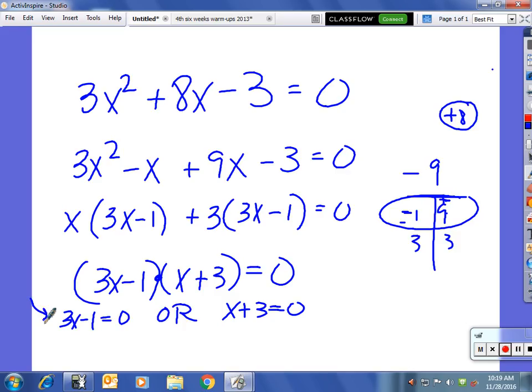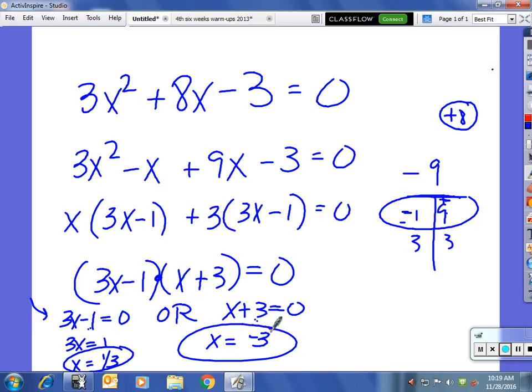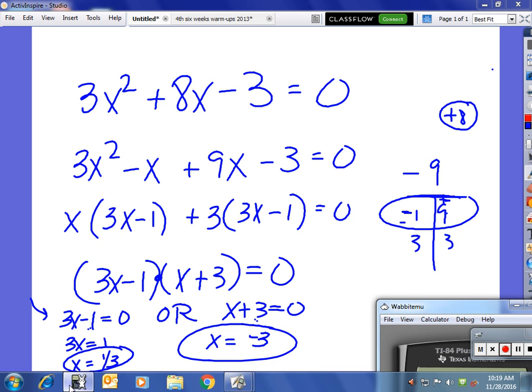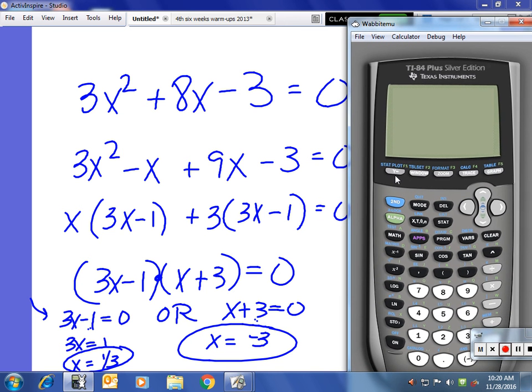This is a two-step problem right here. What do you do with that negative 1? Add it to the other side. Move it over. You get 3x equals 1. Now what? Right, divide by 3. 1/3 is one of my roots. This one's super easy. If x plus 3 equals 0, what does x equal? Negative 3. You got to move that 3 to the other side. So where is this thing crossing the x-axis? At positive 1/3 and negative 3.